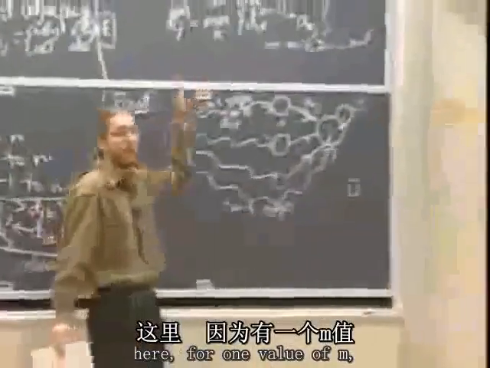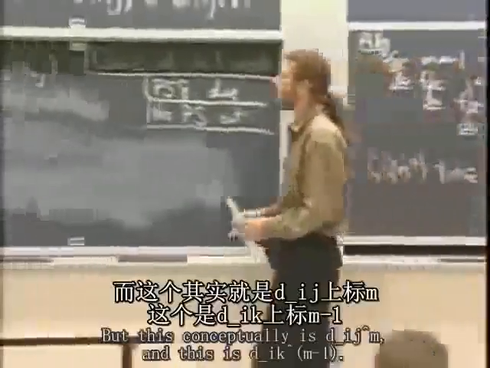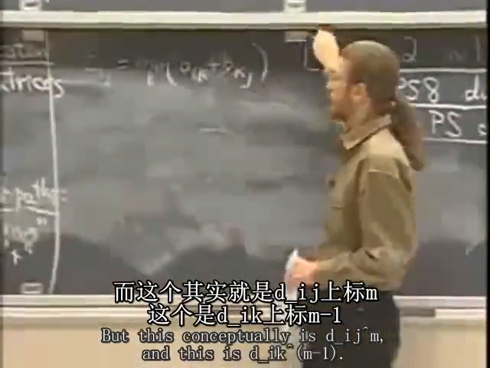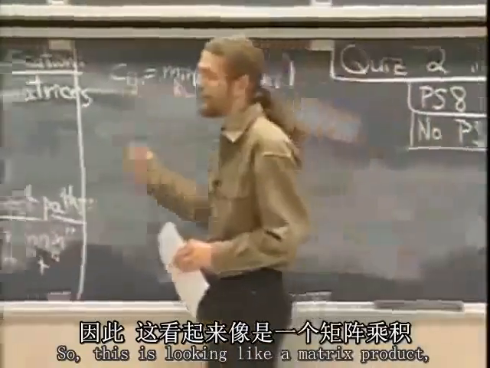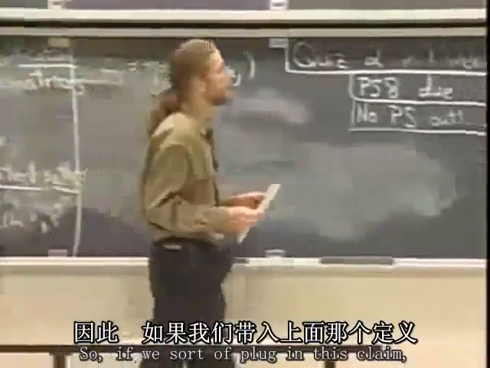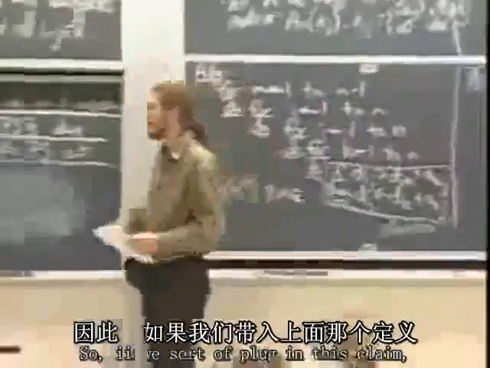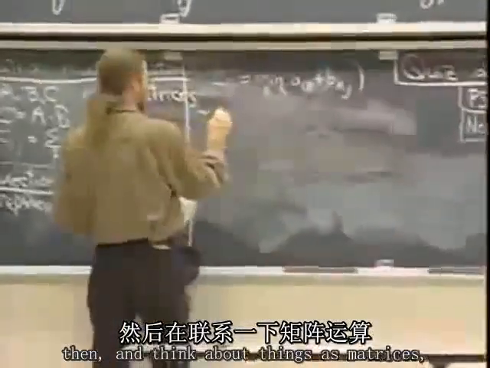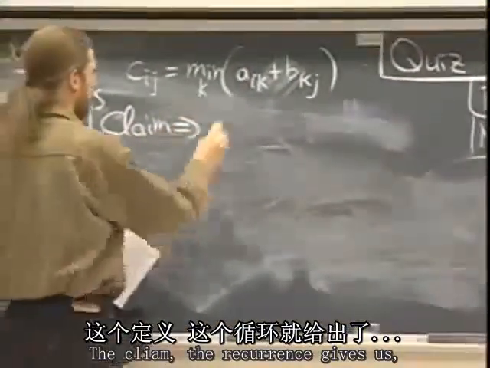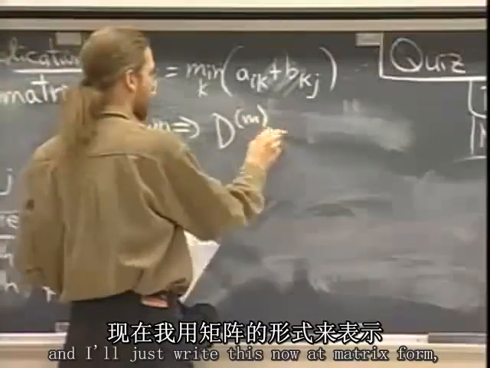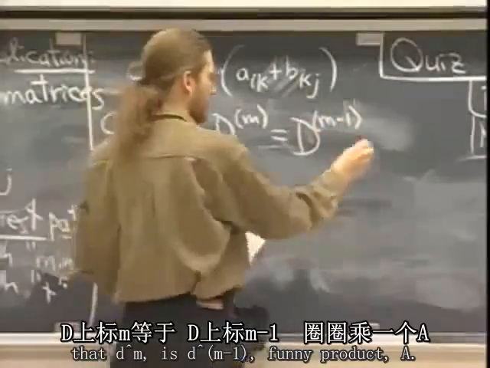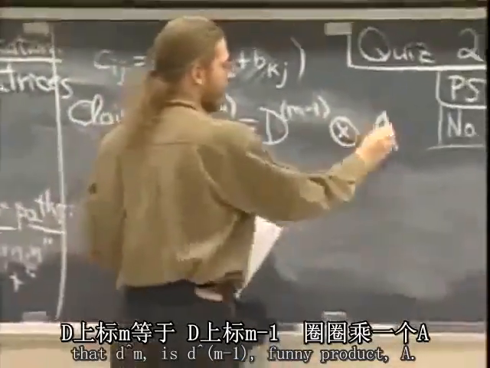For one value of m, you have to do this m times. But this conceptually is dij m, and this is dik m minus 1. So this is looking like a matrix product, which is kind of cool. So if we plug in this claim and think about things as matrices, the recurrence gives us, and I'll write this in matrix form, that d to the m is d to the m minus 1 funny product A.